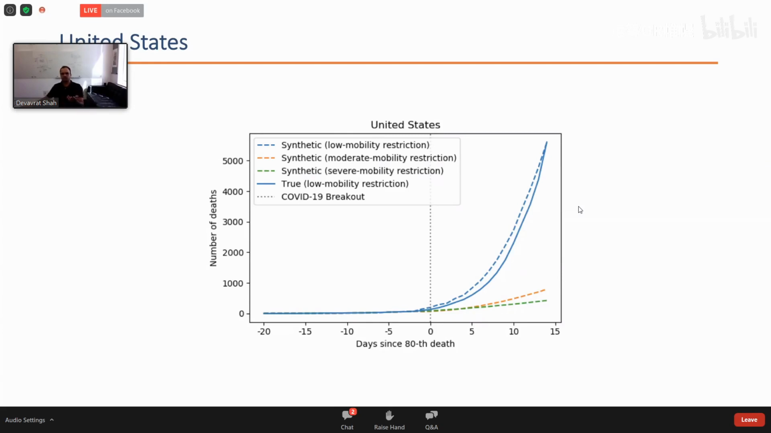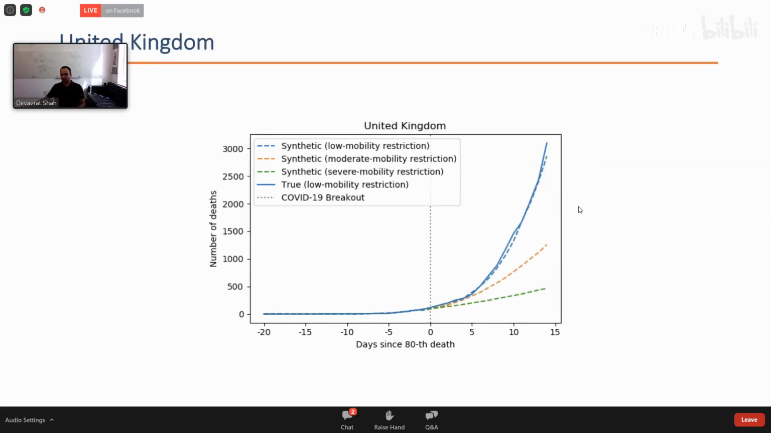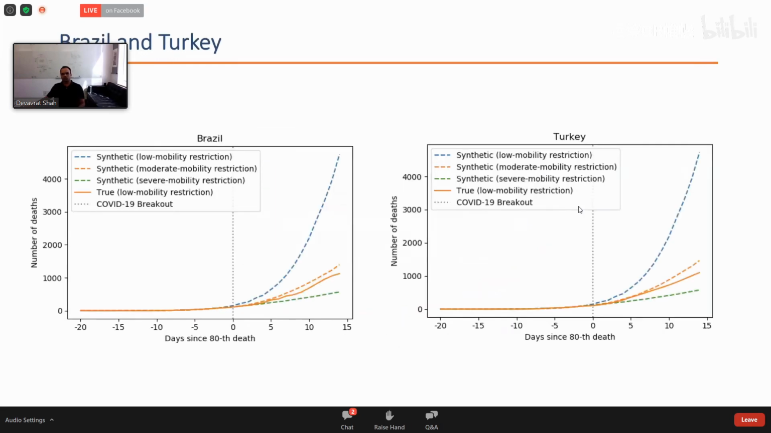Okay. Now, this is for United States. We can say what happens to other countries. Here's what happens to United Kingdom. As we know, United Kingdom actually, like United States, did not have a strong response and hence saw a massive rise. And these were the 3 different outcomes that they would have experienced initially if they had gone through different policies. Here are 2 countries, Brazil and Turkey.